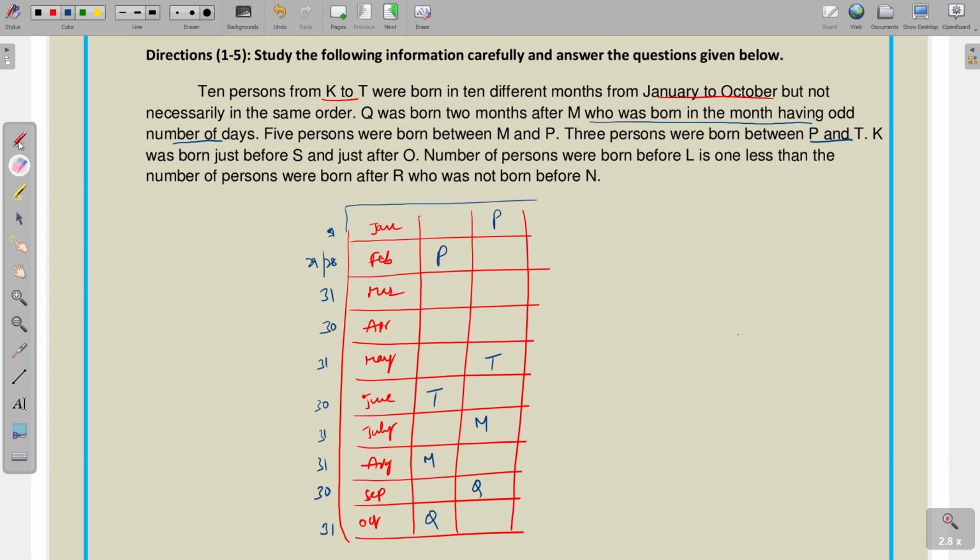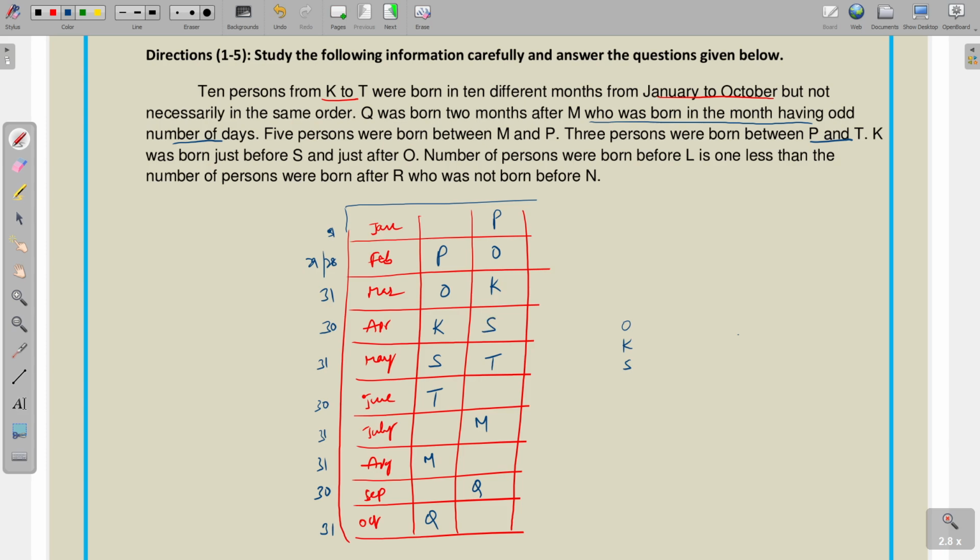And next, see the next point, K was born just before S and just after O. So K was born just before S and just after O. Only one place we left, that is O, K and S. Again O, K and S.